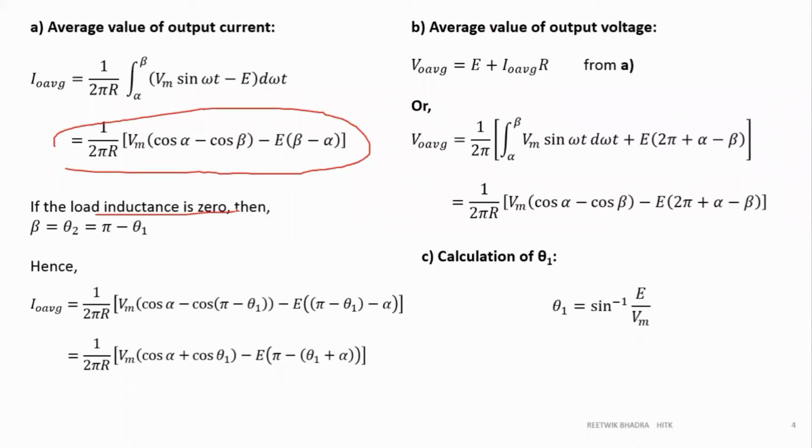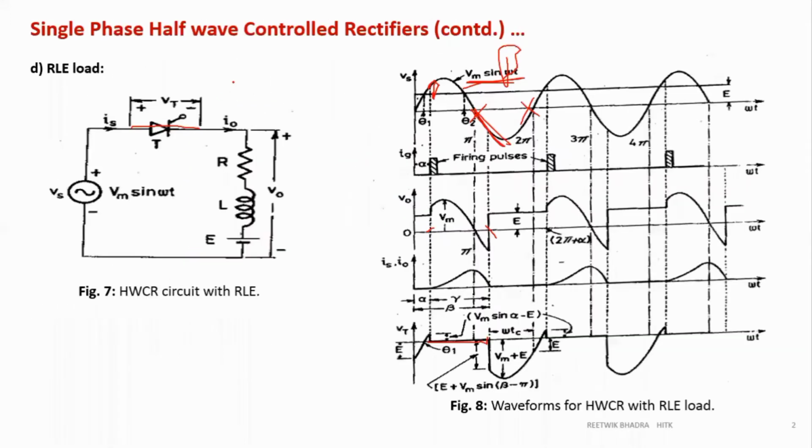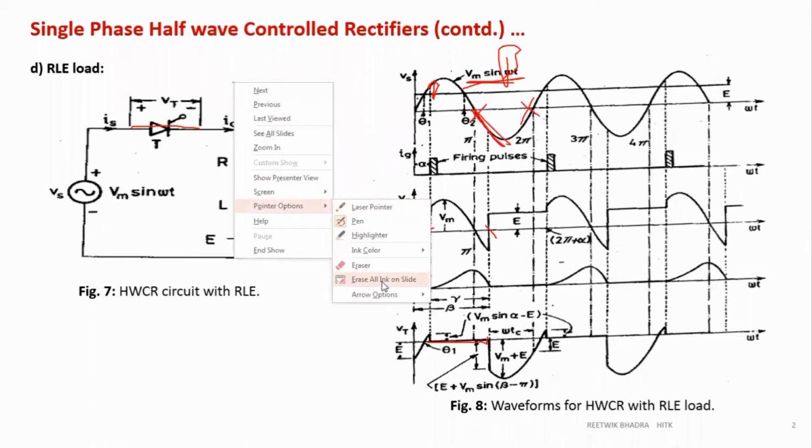Now, if you consider it as an RE load, so if your inductance becomes 0, you go through this formula. I will just explain the concept over here. Going through the formula is up to you.